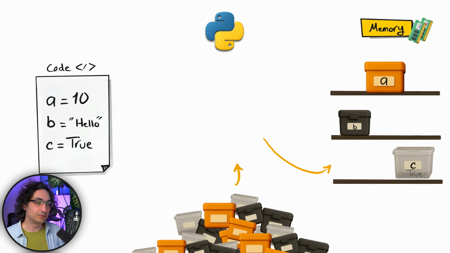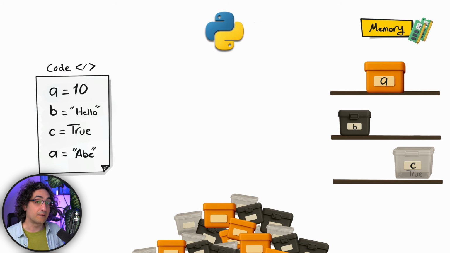Okay, so now we're going to do something tricky, where we're going to reuse the variable a, but this time we're going to store inside it a different type of value. So we are storing ABC.